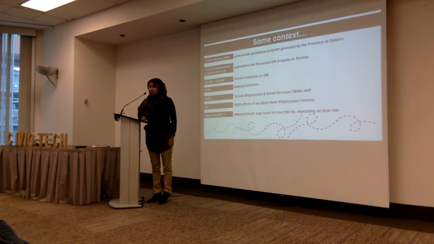It fluctuates depending on the month. We have over 800 employer partners that we work with, and there are over 2,000 TESS staff that work across 19 offices, 15 of which are dedicated solely to administering OW and employment centers. Approximately 11 different people may touch one OW file depending on their role, so it's a really large system. It's massive. I think it's one of the largest operational divisions that's not an agency at the city. I think only transportation and water are bigger than TESS. Hopefully we'll be able to give some more insight about this.